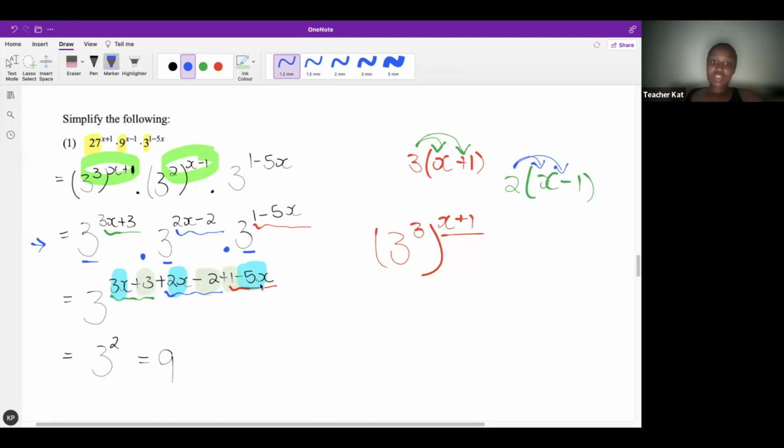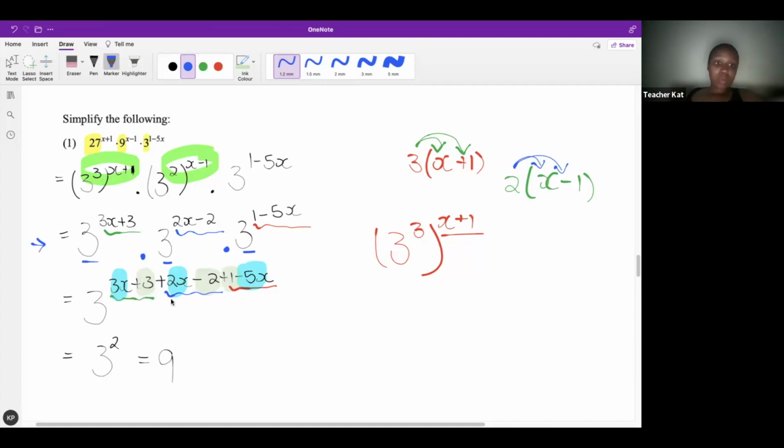And then we looked for like terms. That's why I highlighted them in different colors. Because remember, you can't just add x and a number. Okay, so my like terms were 3x plus 2x minus 5x. Now what's 3x plus 2x? 5x, and then if you subtract 5x, it is 0. So the x's have actually vanished. Do you guys see that?